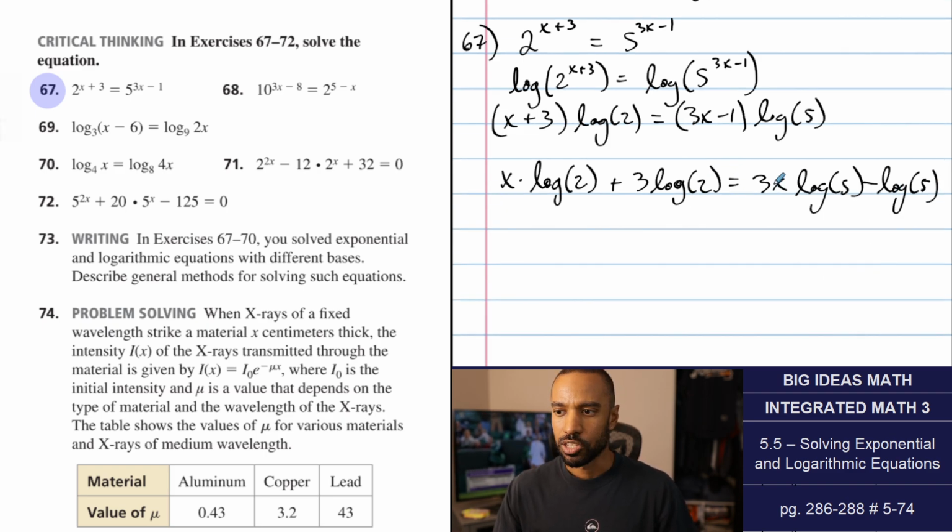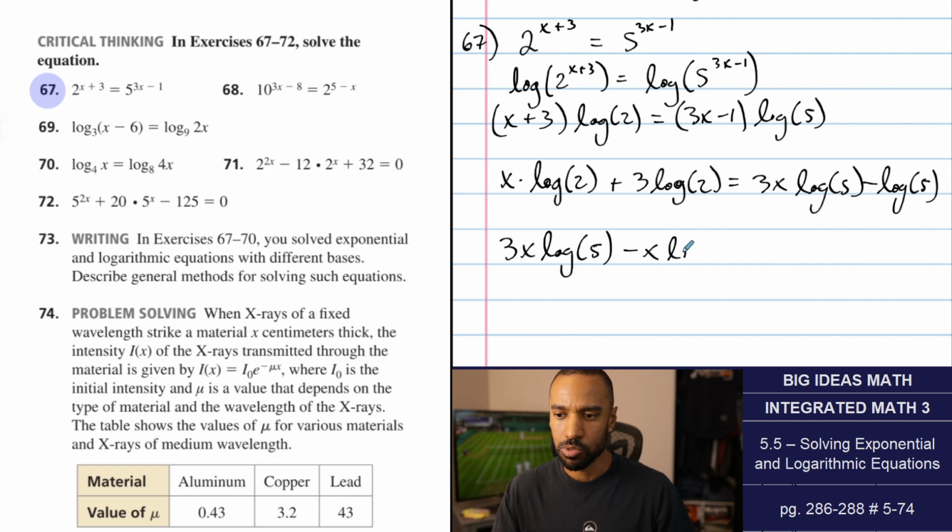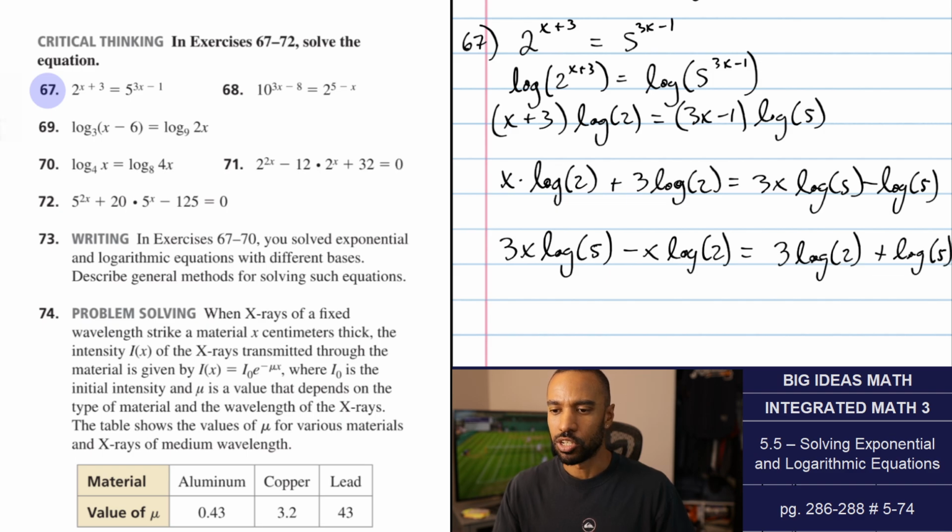So now I want to put my x's on one side of the equation here. Let's subtract x times log of 2, but I'm going to write it on this side. 3x times log of 5 minus x times log of 2 equals, then I add the log of 5 over here. I have 3 times log of 2 plus log of 5. You know, this is probably fine to do it this way.